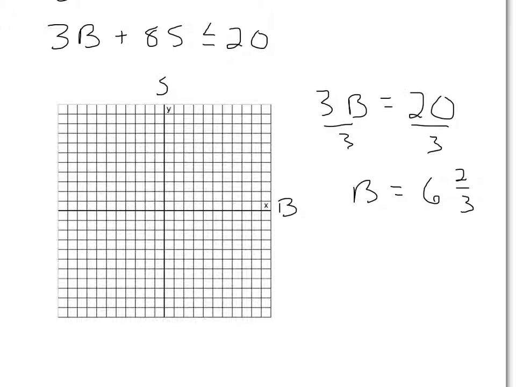So this line's going to cross the banana axis at 6 2/3. 1, 2, 3, 4, 5, 6. A little bit more, so about there-ish.